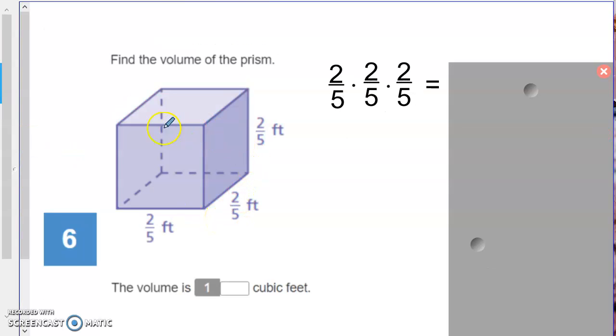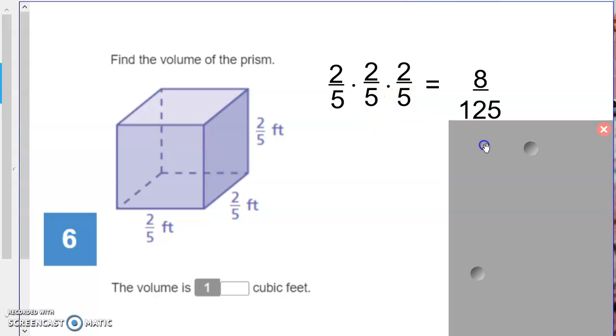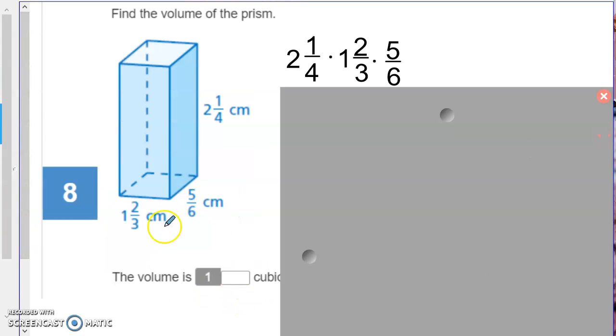Question number 5, this rectangular prism is actually a cube because the length, width, and height are all the same. So 2/5 times 2/5 times 2/5. Nothing I can cross cancel in this one, so I just multiply straight across. 2 times 2 times 2 is of course 8. 5 times 5 times 5 is 125. So you would type into this answer box, same thing as last time, hit the little fraction one, which is a box, a line, and then a box underneath it. You would type in 8 on the top and 125 on the bottom.